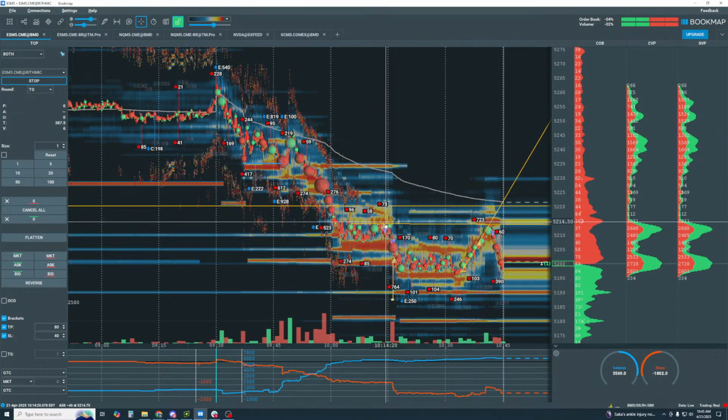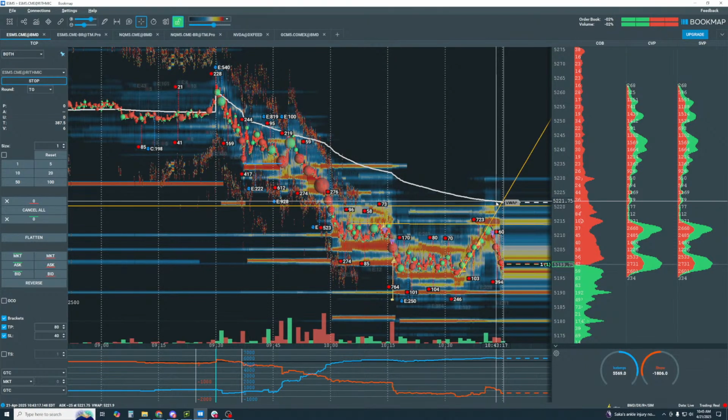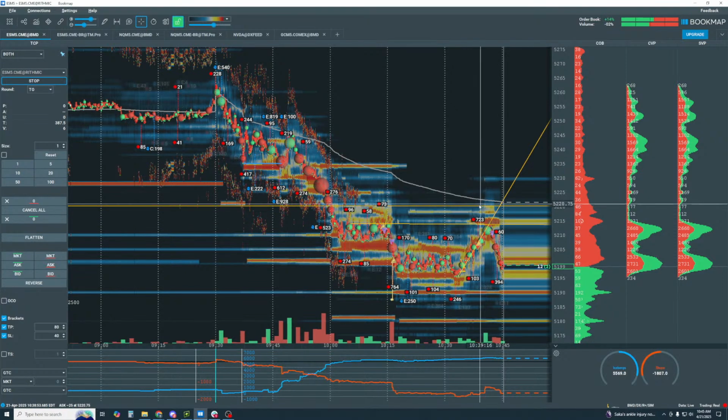I thought we'd squeeze above. I really thought we'd probably come up to about here, maybe to VWAP, and we didn't though.